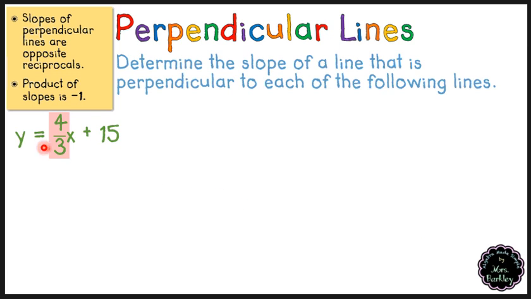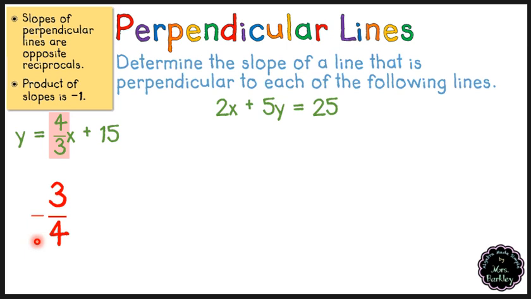Since this slope is positive, we know that a line that is perpendicular is going to have the opposite sign, so our slope is going to be negative. And then the reciprocal is reversing the placement of the numerator and the denominator, so our slope would be -3/4. So we have a slope that is positive, a slope that is negative, and we can see that our numerator and denominator have changed positions.